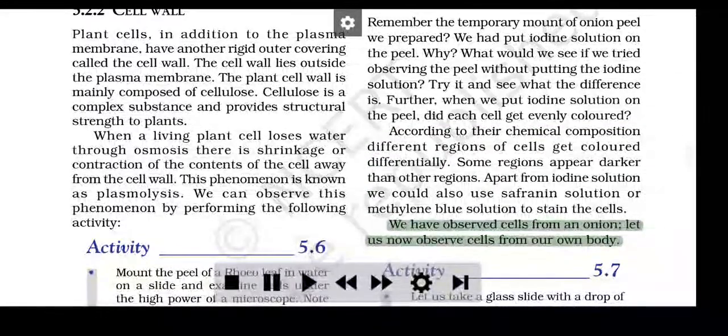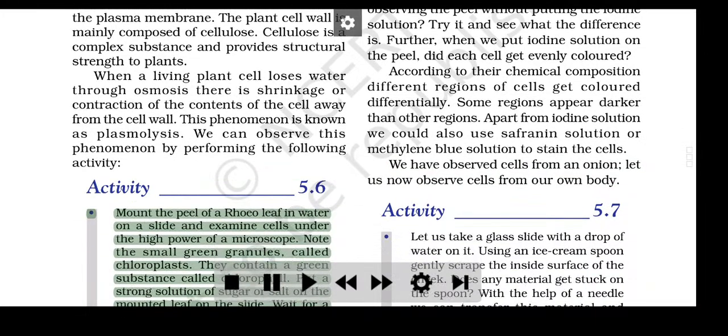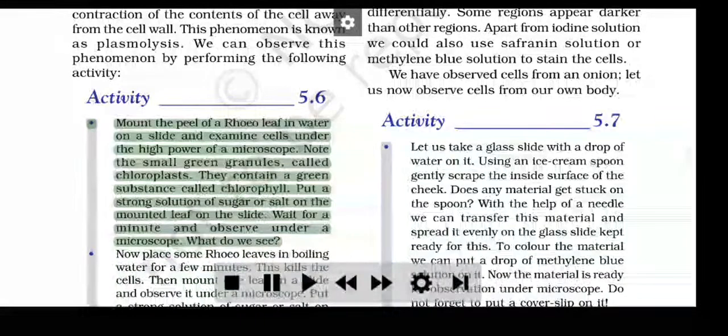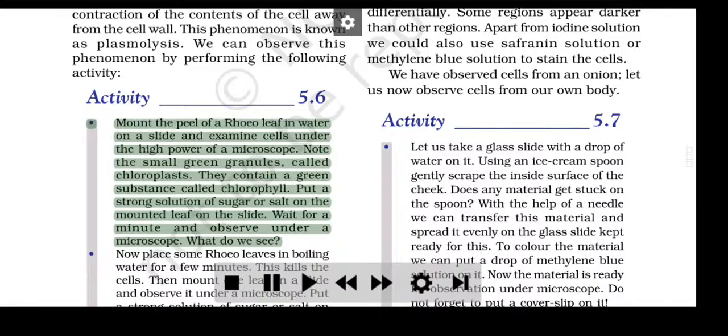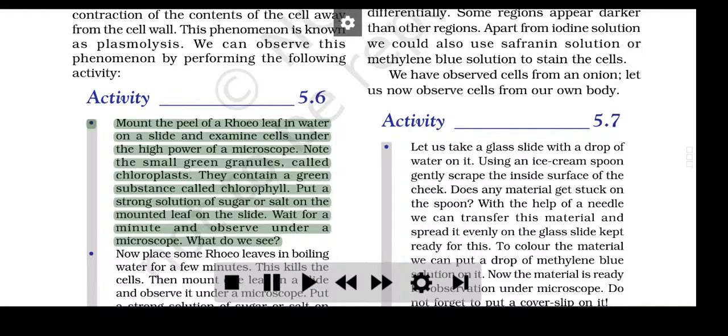We have observed cells from an onion, let us now observe cells from our own body. Activity 5.6. Mount the peel on a slide and examine cells under the high power of a microscope. Note the small green granules, called chloroplasts. They contain a green substance called chlorophyll. Put a spoon of sugar or salt on the mounted leaf on the slide. Wait for a minute and observe under a microscope.